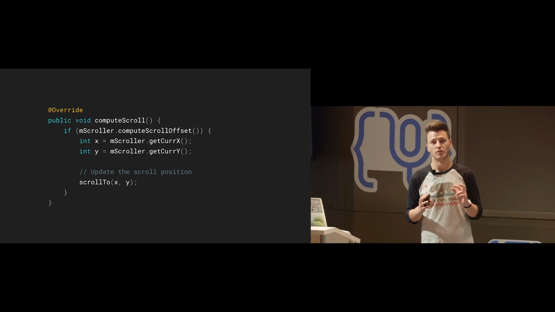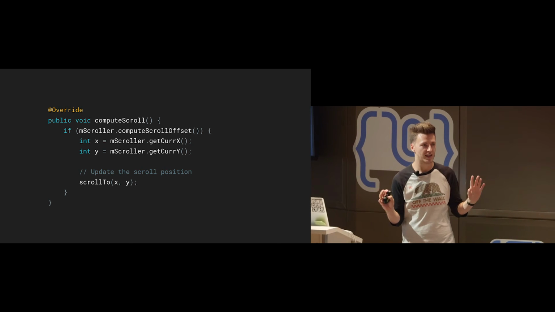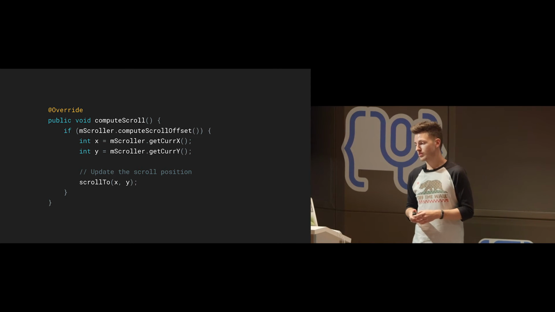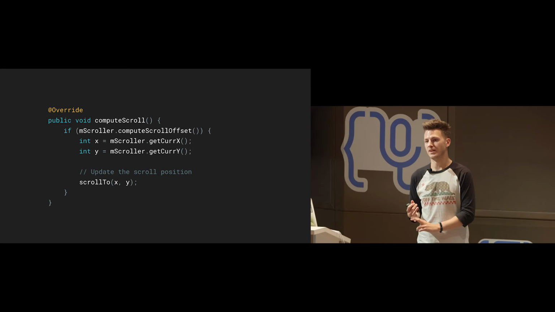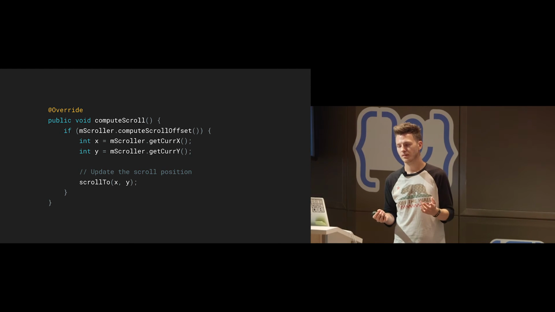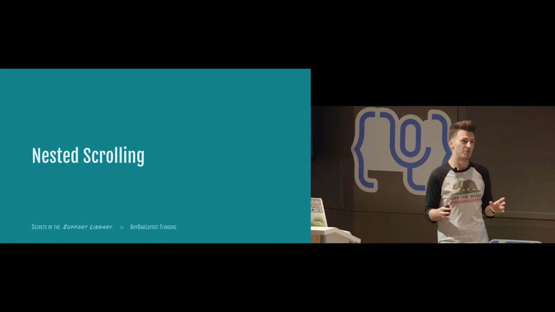And that will return true or false depending on whether we actually need to move ourselves. If it returns false, we just back out and leave it. If it returns true, we get what it thinks the current x and y value should be, and then we just move ourselves. So that is the basics of how most scrolling views work.